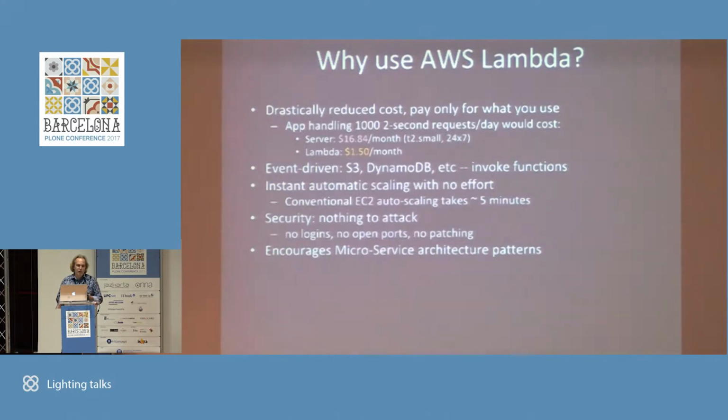You throw 500 pages into your S3, it launches 500 lambdas. You don't have to auto-scale like you normally do. Auto-scaling in a conventional cloud environment takes about 5 minutes per server. Security: nothing to attack, no logins, everything's root, the only thing to write to is temp. And it encourages a small microservice type of architecture pattern, which is really nice.